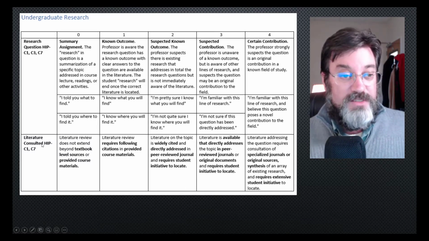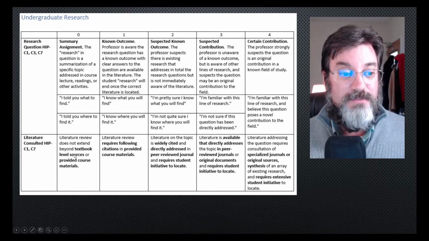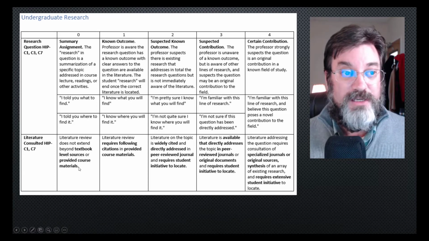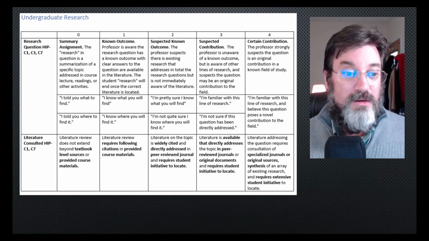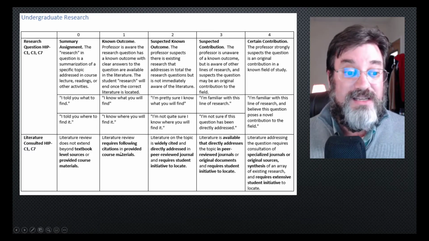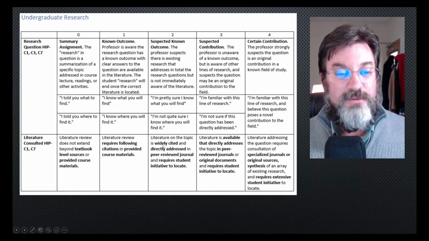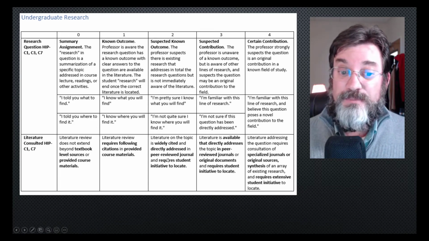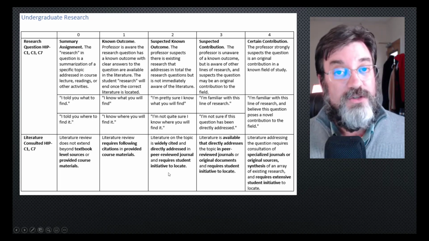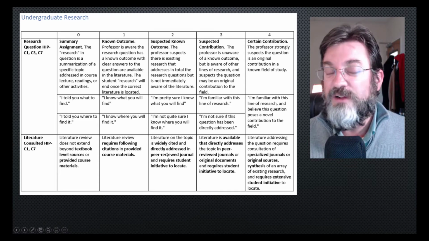Literature review. This would be the second criterion. Literature review does not extend beyond the textbook level sources or provided course materials. That's not research. That's here, find what I'm giving you. Literature review requires following citations provided in course materials. Again, that's developing literacy, but it's not quite research. Literature on the topic is widely cited and directly assessed in peer-reviewed journals and requires student initiative to locate. So they have to go out and look for it, but the search process is going to be fairly easy.